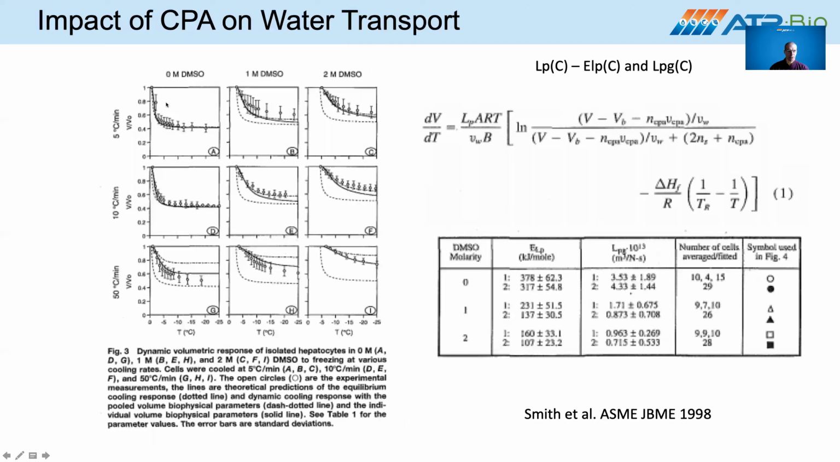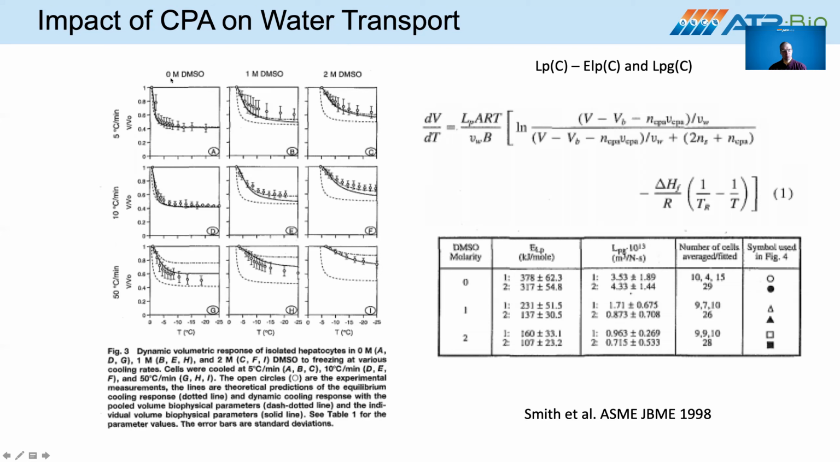The impact of CPA on water transport and permeability is something that a number of people have looked at, including us. You can see here some of our data on the left. You have an increase from 0 to 1 to 2 molar DMSO. This is a cryoprotective agent. And then you have rates of 5, 10, and 50 C per minute. And you have this dehydration response, normalized volume, and then again, temperature on the x.